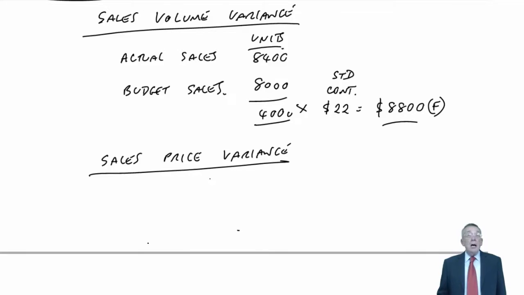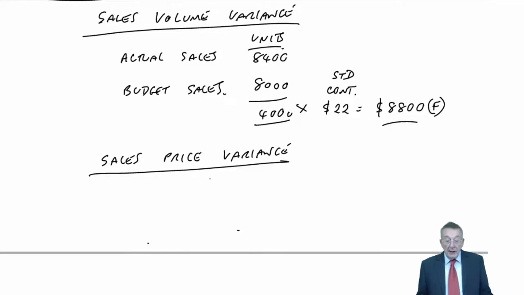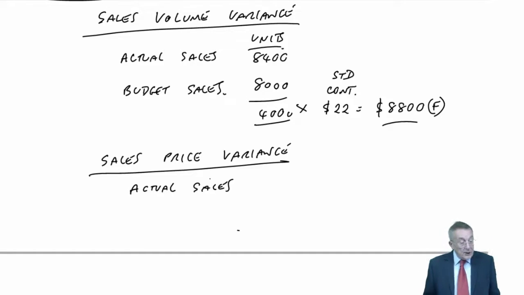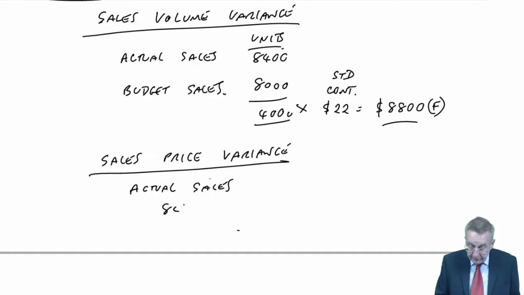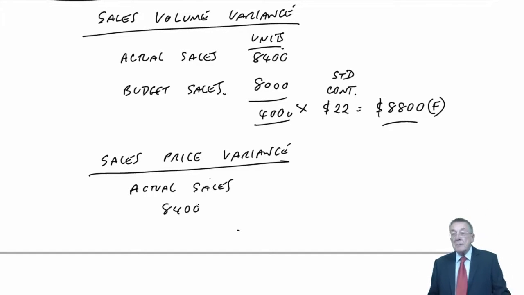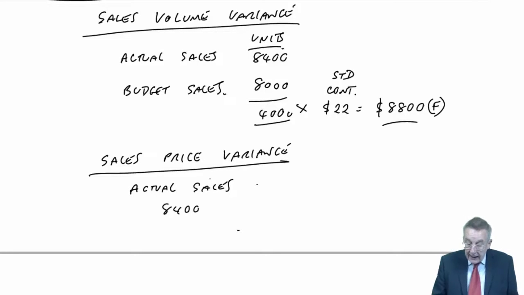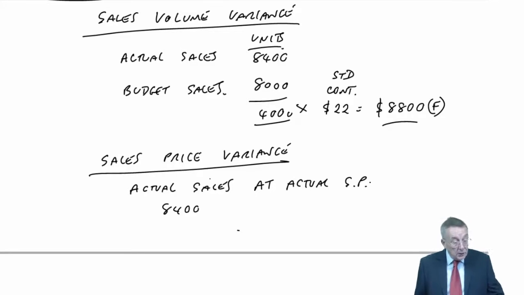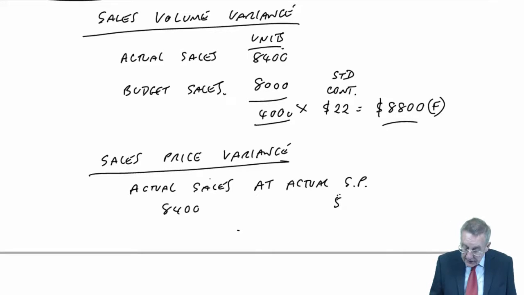And to check whether we were selling at too high or too low a price, we take our actual sales. We actually sold 8,400. And we compare the actual revenue, so at actual selling price. Here they haven't told us the selling price per unit, but they have told us how much we sold them for in total. 613,200.